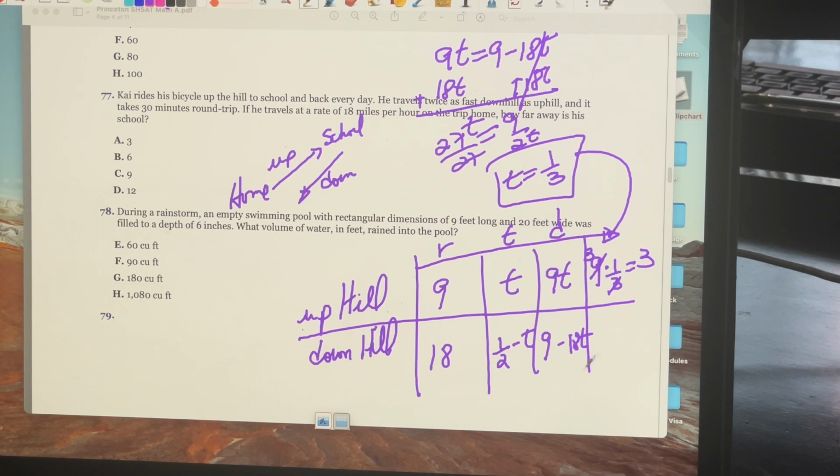What if you did it at the bottom? Well, 9 minus 18 times 1/3. A third of 18 is 6, and 9 minus 6 is 3. So it doesn't matter which one you used, you got the same answer, which is 3.